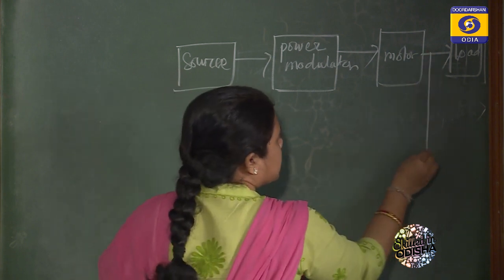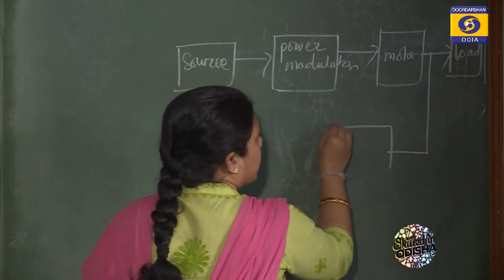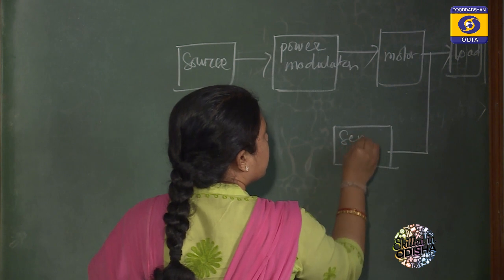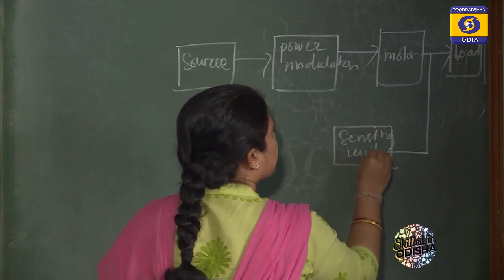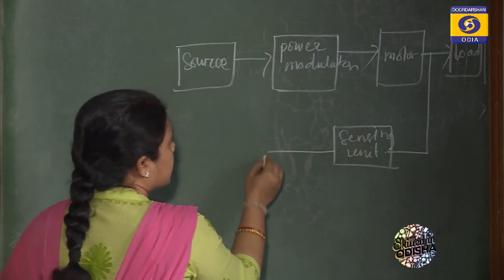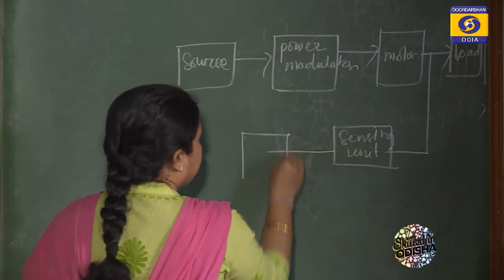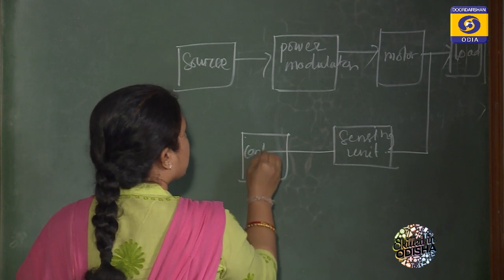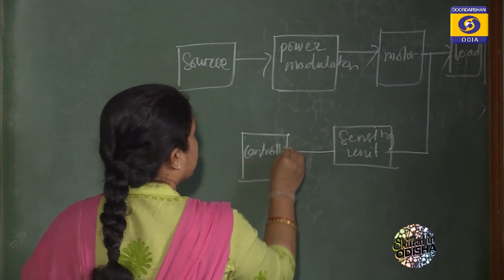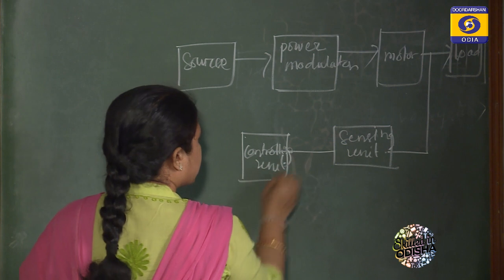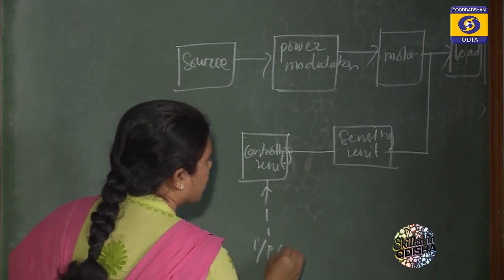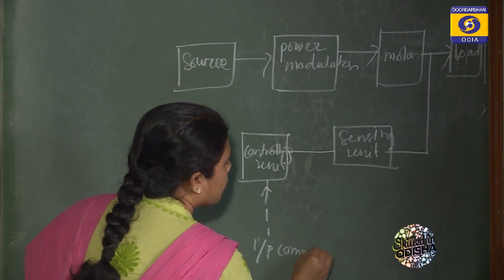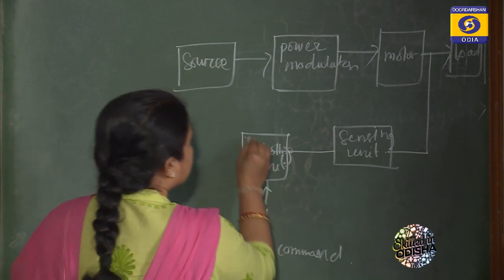And after this motor, one sensing unit will be here. Then from this sensing unit, one controlling unit will be here. Controlling unit. And the required input command will be given to this controlling unit.